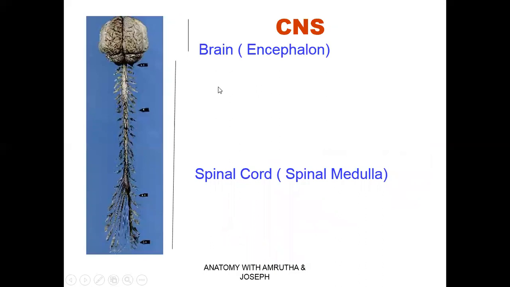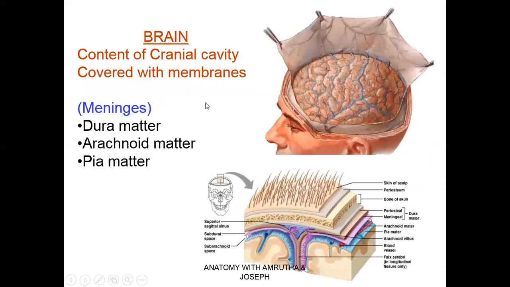The central nervous system includes two components: the brain, called encephalon, and the spinal cord or spinal medulla, which is the continuation of the brain. The brain is seen in the cranial cavity inside the skull, which is covered by meninges or membranes. So meninges can be seen here, and the brain. The meninges consist of three layers from outer to inner: dura, arachnoid, pia.